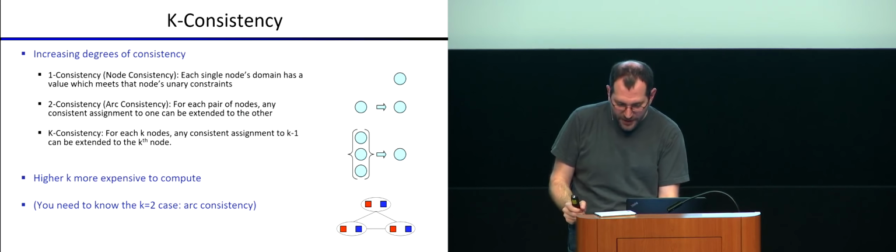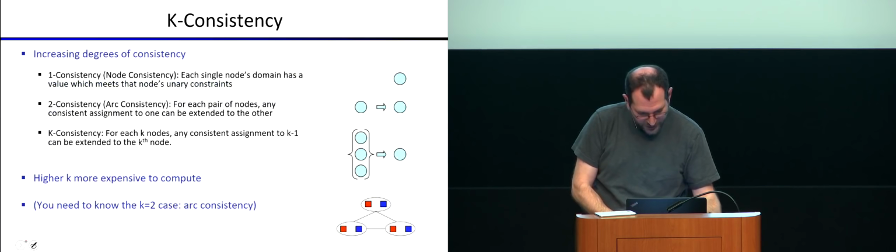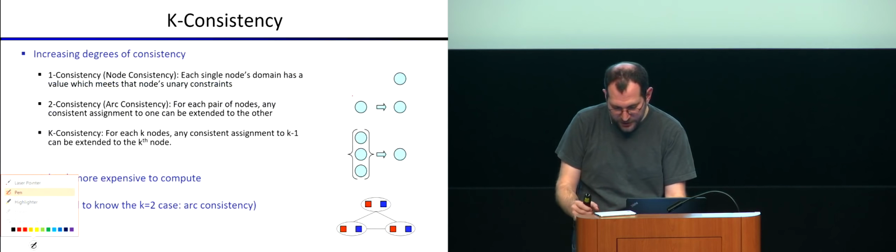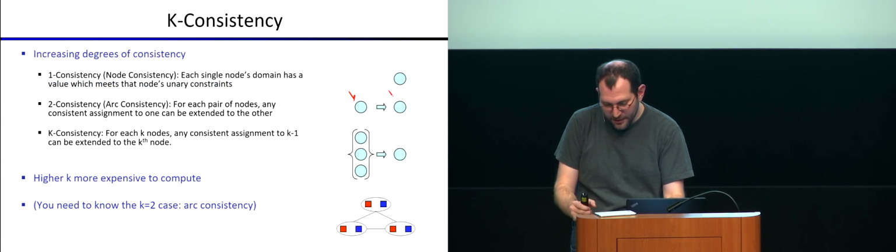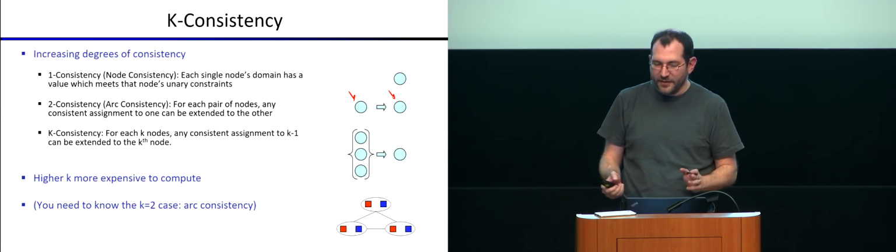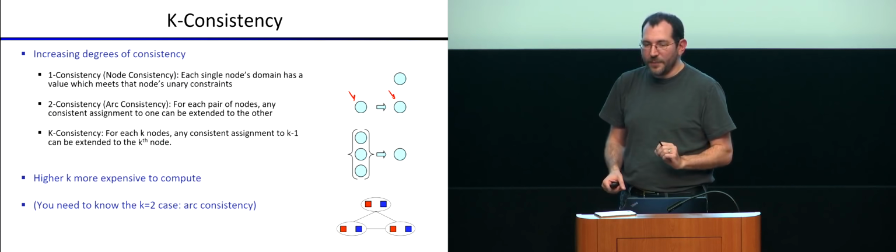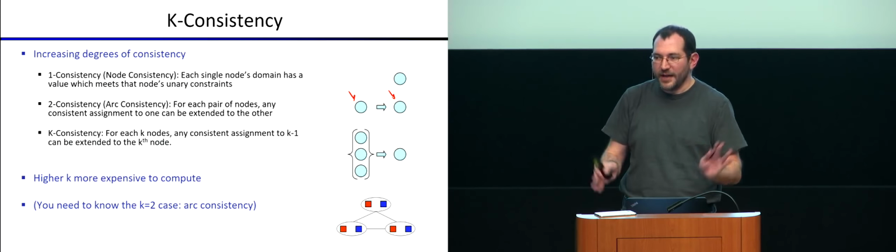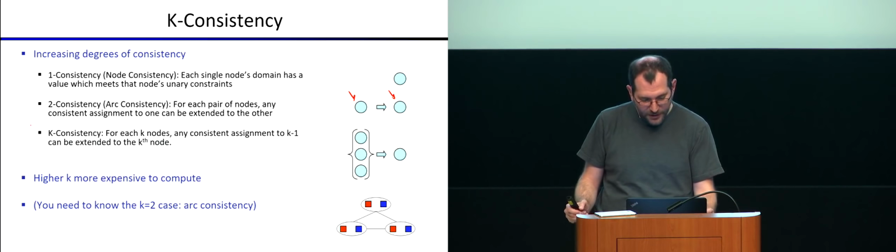And that's just what we talked about, right? That's just what we talked about all along here, which says for any assignment in the tail, there's an extension to the head that doesn't violate a constraint. If you have that property, your graph is arc consistent. And then we had an algorithm for making it so.